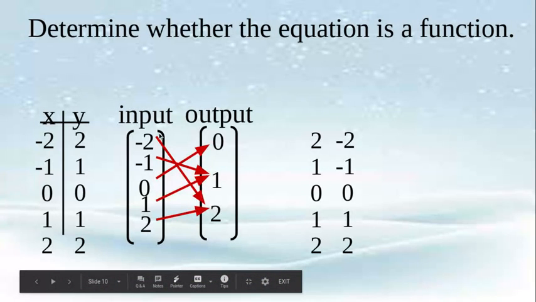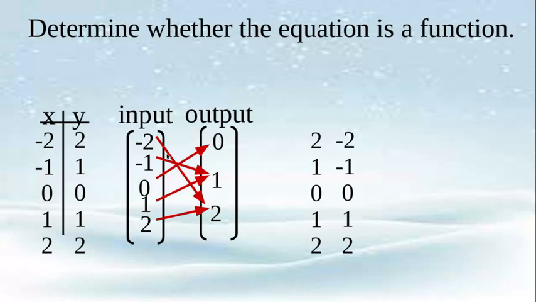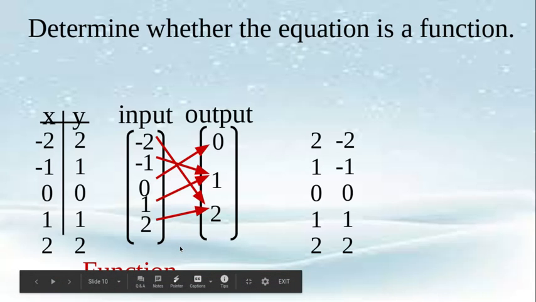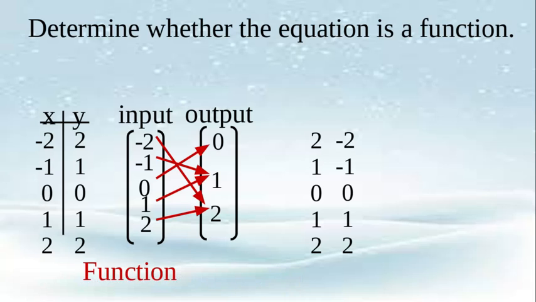So if we go down, does any of the numbers over here have 2 arrows leaving it? Does any of them have more than 1 arrow? Well, let's see. -2 only has 1 arrow, so that's good. -1 only has 1 arrow, so that's good. 0 only has 1 arrow, so that's good. 1 has 1 arrow, 2 has 1 arrow. So that is a function because each x only has 1 arrow. Each x is only going to one y.